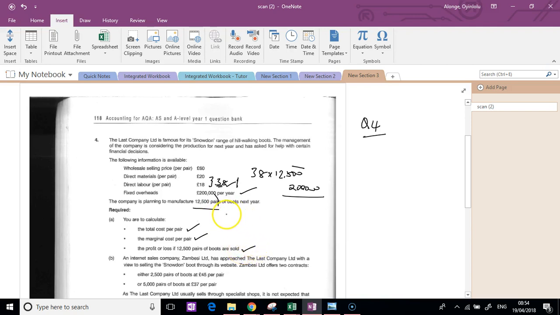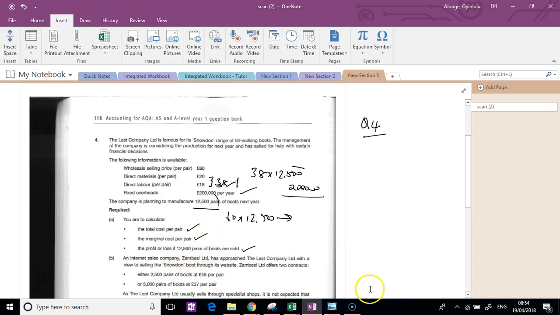You're told your selling price is £60. 60 pounds times 12,500 is your total income coming in, and take away that total cost from that to get your profit or loss for the sale of the 12,500 boots.